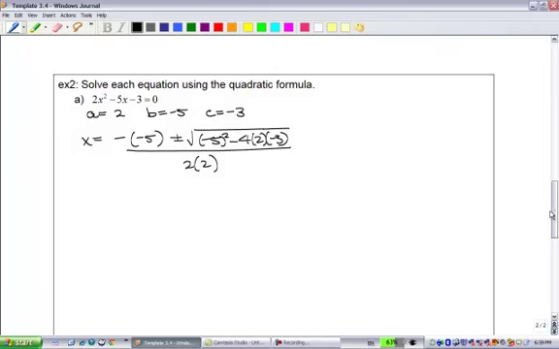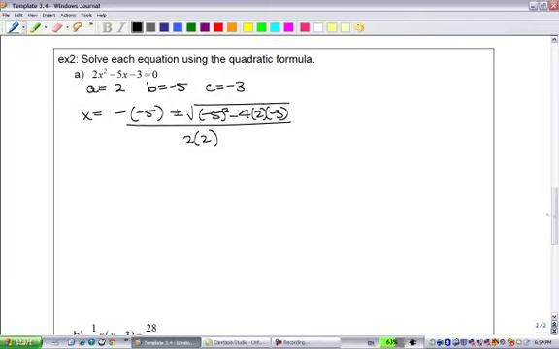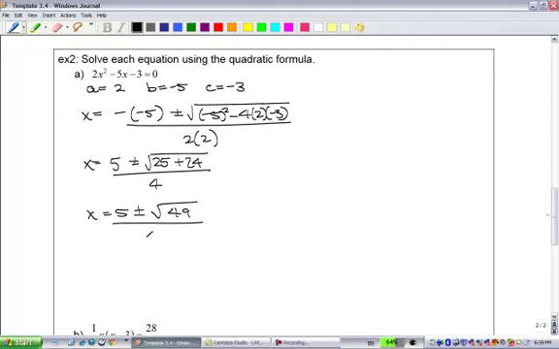So we can find a nice exact value for this. We have x equals basically positive 5 now, plus or minus the square root of negative 5 squared is 25. Minus 4 times 2 is 8 times 3 is 24. So that's 25 plus 24, all over 4. 5 plus or minus the square root of 49 over 4. And root 49, fortunately, works out to a nice perfect square of 7. So 5 plus or minus 7 over 4.